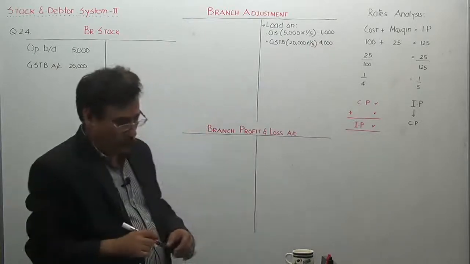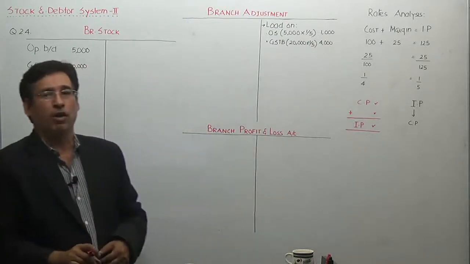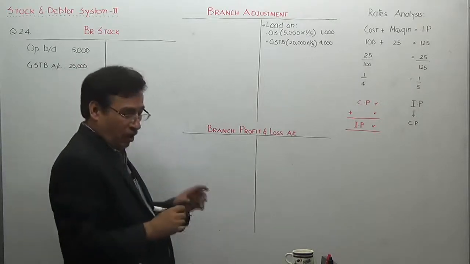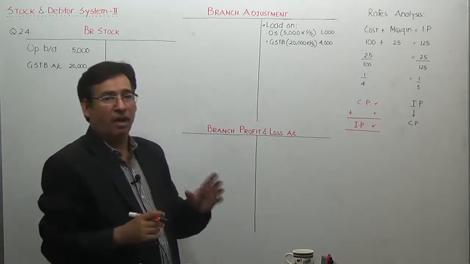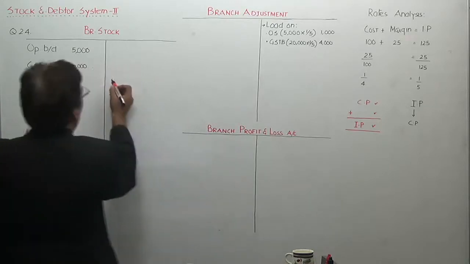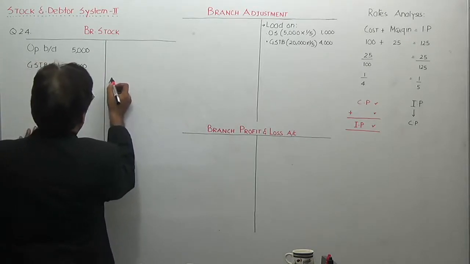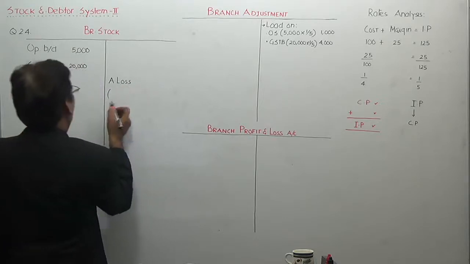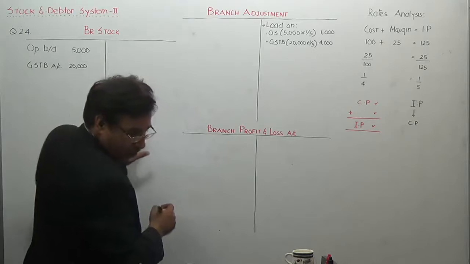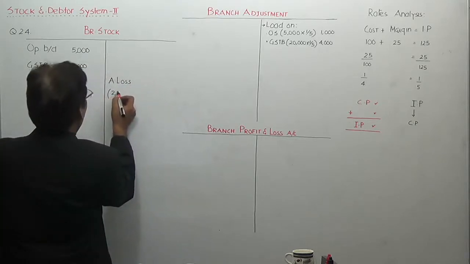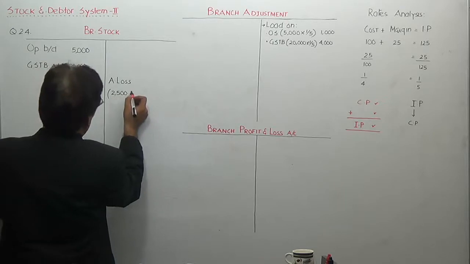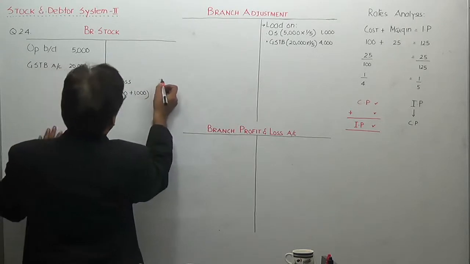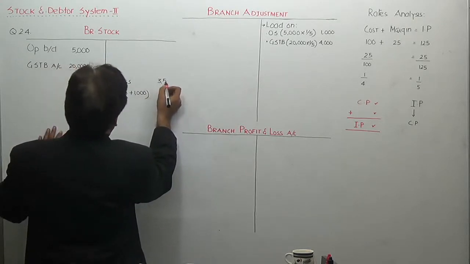Now, the next point is loss in transit. If you remember, we talked a lot about abnormal losses and normal losses. Loss in transit and theft at invoice price are examples of abnormal losses. Abnormal losses are put on the credit side of the branch stock account. Abnormal loss is loss in transit 2,500 and theft 1,000. So total abnormal loss is 3,500. It means it is abnormal loss of goods.